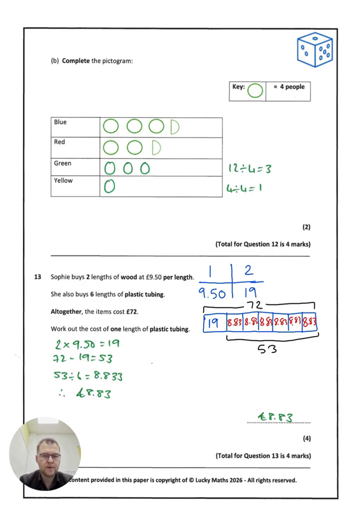But we also know Sophie's bought 6 lengths of plastic tubing in addition to the 2 lengths of wood. So in the bar model there, put the £19 to represent those 2 lengths of wood, but then I've got 6 other boxes remaining for the plastic tubing. We know the total cost of all of these items is £72. So by subtracting 19, there's £53 left. And if you divide that by 6, each length of plastic tubing therefore is £8.83.